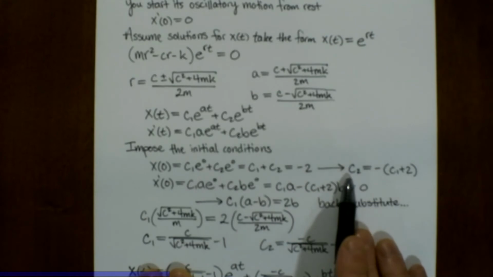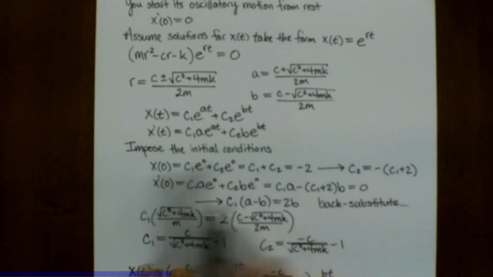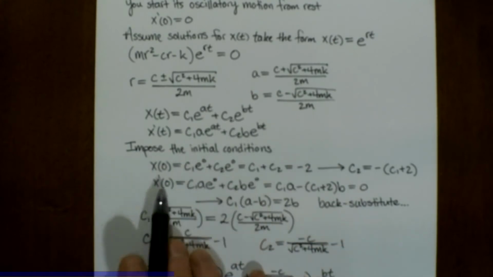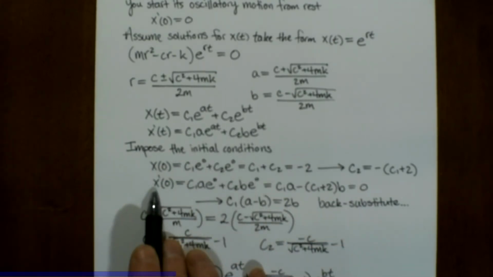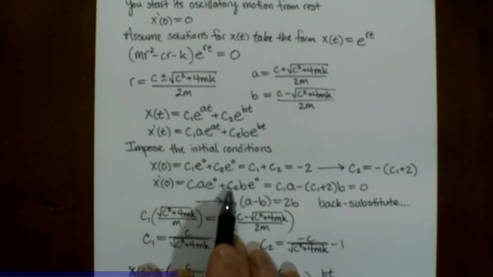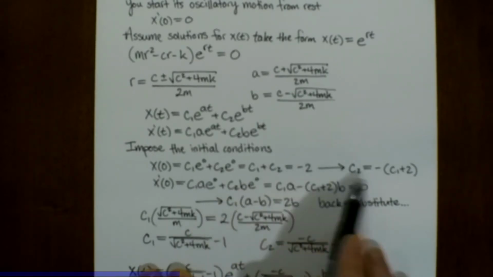So at time t equals 0, for the derivative of the displacement, we have c1 a e to the 0 plus c2 b e to the 0. And for c2, we'll go ahead and substitute in what we have in terms of c1, and we'll get this down to just one unknown coefficient. And remember, we still don't know a and still don't know b.